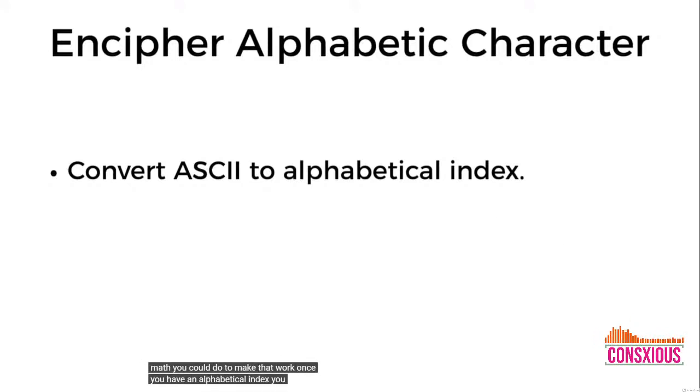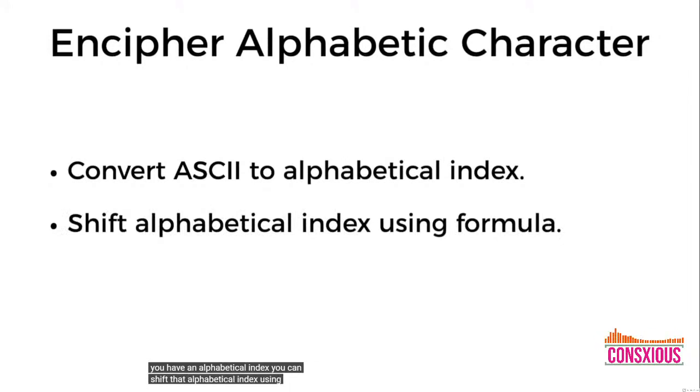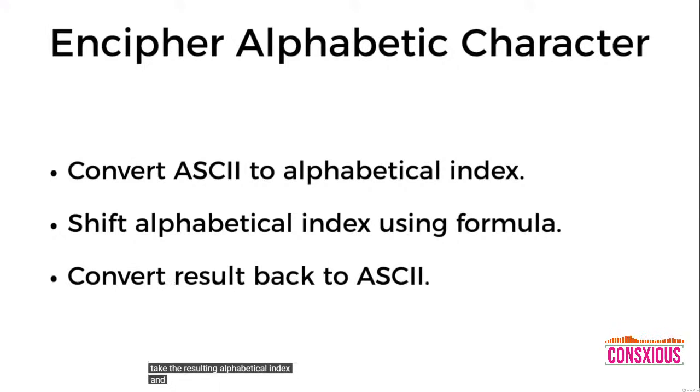Once you have an alphabetical index, you can shift that alphabetical index using the formula, adding the key and taking the result mod 26 to get the new character's alphabetical index. And finally, you can take the resulting alphabetical index and convert that back into ASCII, so that 0 becomes A, 1 becomes B, so on and so forth, being sure to preserve the case. Uppercase letters should remain uppercase, lowercase letters should remain lowercase. And that will allow you to encipher one alphabetic character.